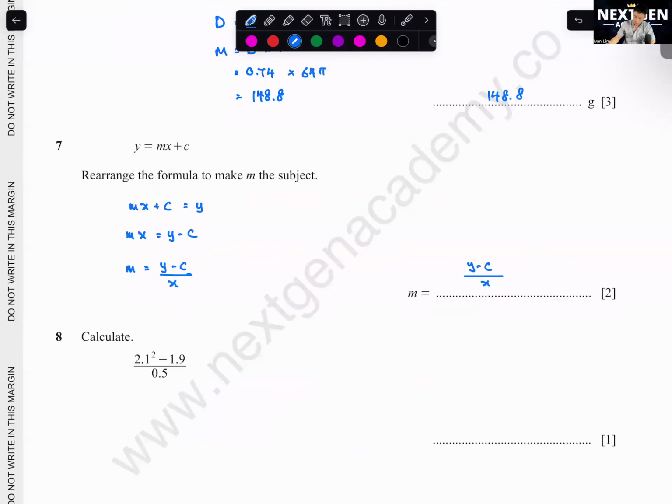Okay, the next one. 2.1 square minus 1.9 over 0.5. This one, just type into calculator. It's just a 1 mark question. 2.1 square minus 1.9 divided by 0.5. Okay, don't leave this in fraction. You are going to write it in decimal place also. 5.02.